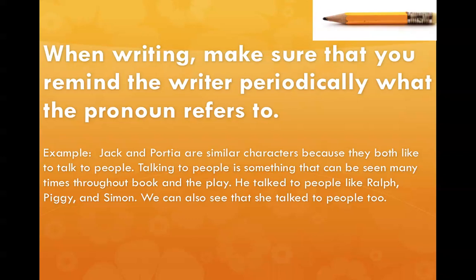Jack and Portia are similar characters because they both like to talk to people. Talking to people is something that can be seen many times throughout the book and the play. He talked to people like Ralph, Piggy, and Simon. We can also see that she talked to people too. So here, he is obviously referring to Jack.